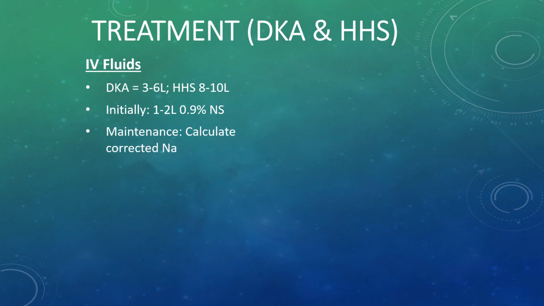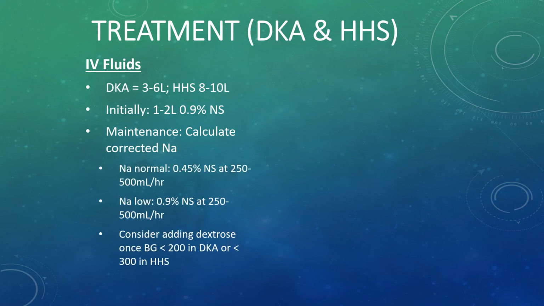After that, you need to give maintenance fluid, and this is where you calculate that corrected sodium to find out if they've got an underlying physiology going on that you need to correct for first. So if the sodium is normal, then you give half normal saline at 250 to 500 mLs per hour. If the sodium is low, then you can typically stick with normal saline, and then you consider adding dextrose once the blood glucose is less than 200 in a DKA, or less than 300 in an HHS patient.